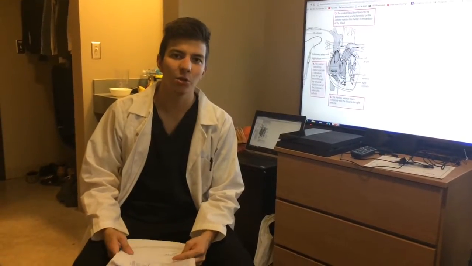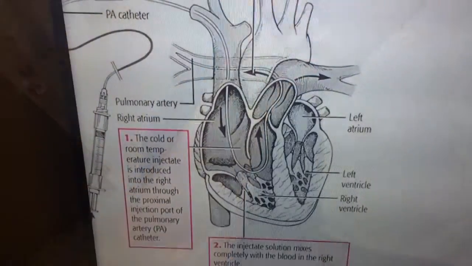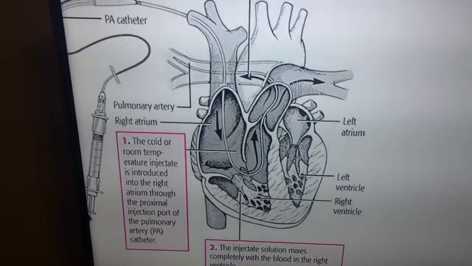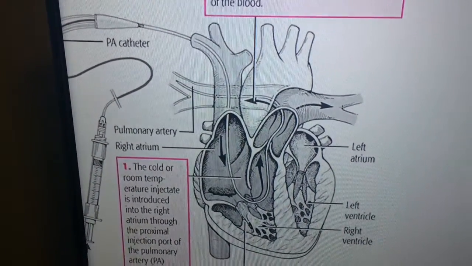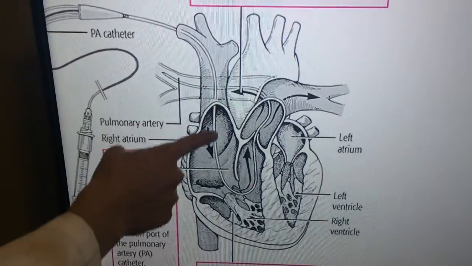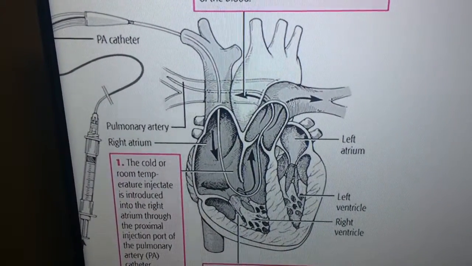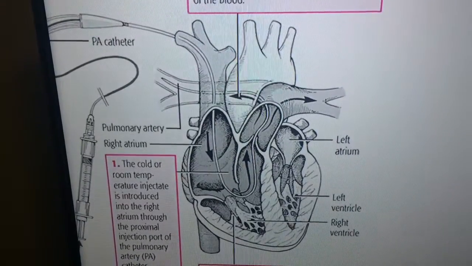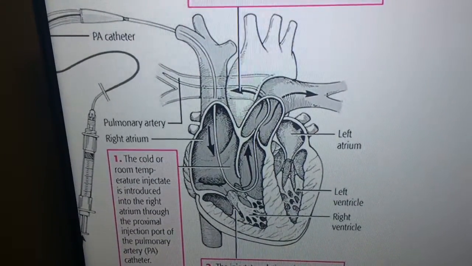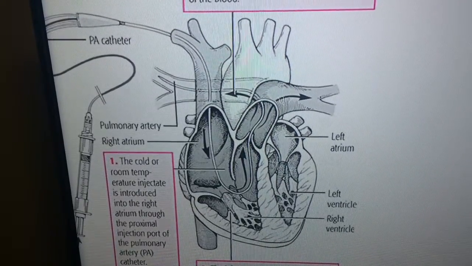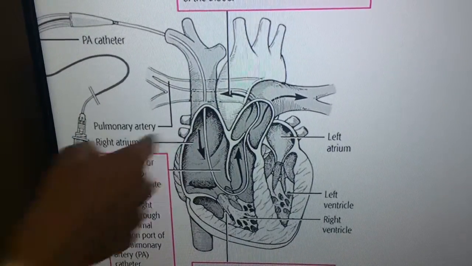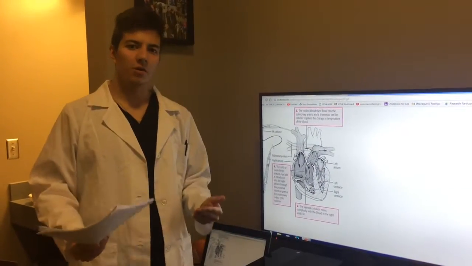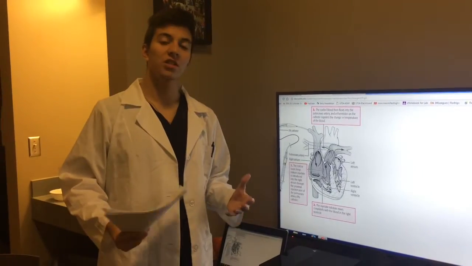So in thermodilution, a balloon-tipped catheter is inserted into the arm vein. Once it's inserted into your arm vein, the cold room temperature injectate is introduced into the right atrium through the proximal injection port of the pulmonary artery catheter. The injectate solution then mixes completely with the blood in the right ventricle, and the cooled blood then flows into the pulmonary artery, and a thermistor on the catheter registers the change in temperature of the blood. So basically, we just injected water into your body, and we're recording the change in temperature.